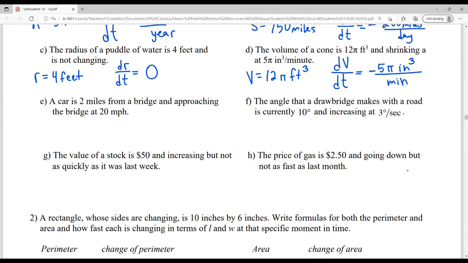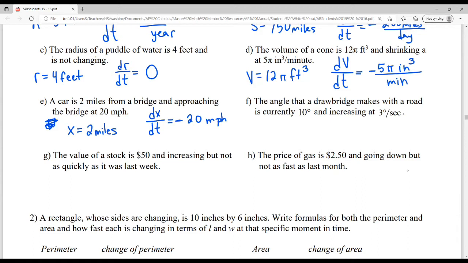Again, we normally don't let distance be D, but I guess you could. It's just confusing when you have like D, D. So normally we don't let distance. So let's let it be X in this case, I guess. The car is 2 miles from the bridge and approaching at 20 miles per hour. So the rate that X is changing with respect to time is 20 miles per hour. But since it is getting closer to the bridge, that 2 miles is getting smaller. So our rate would actually be negative.